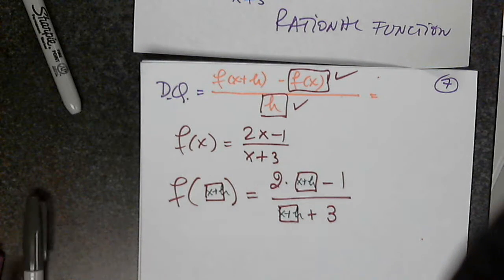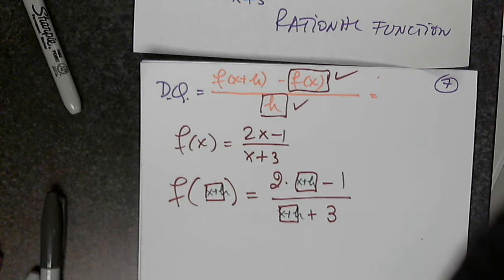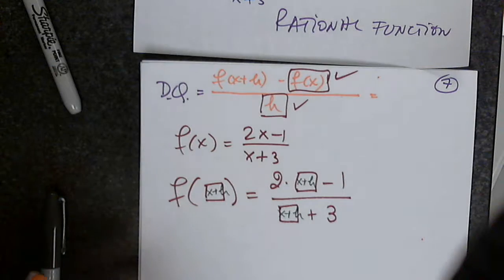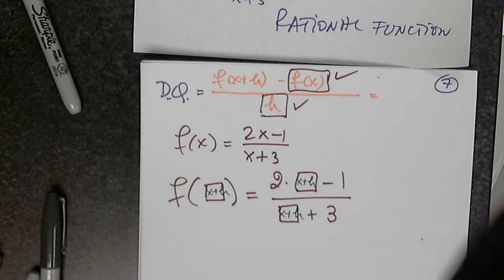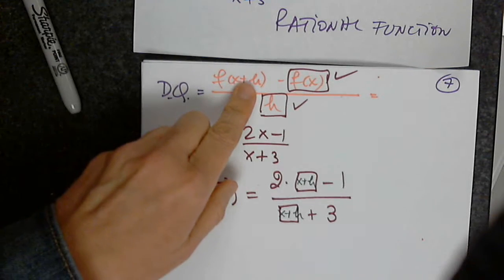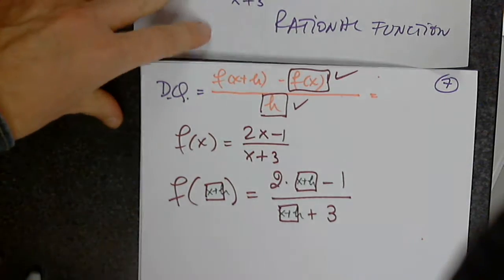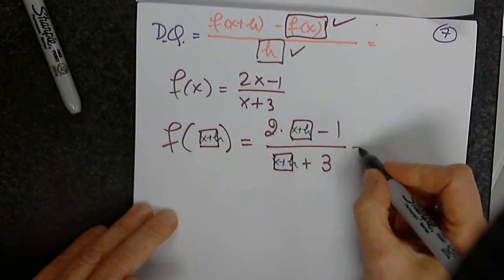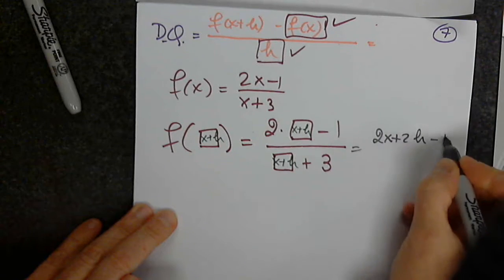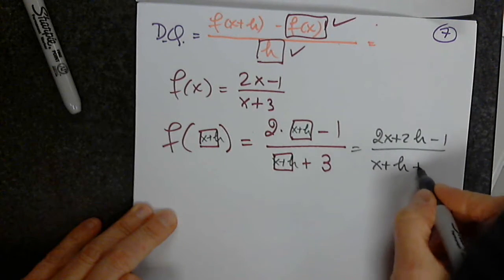But I have to interpret the pattern. Once I understand the pattern, I can determine whatever you asked me to determine. So the pattern is 2 times blah minus 1 over blah plus 3. And now I have to find f of x plus h. This is that $3.10 that I have to plug in everywhere, that, of course, I don't have. And I don't care. So this becomes 2x plus 2h minus 1 over x plus h plus 3.